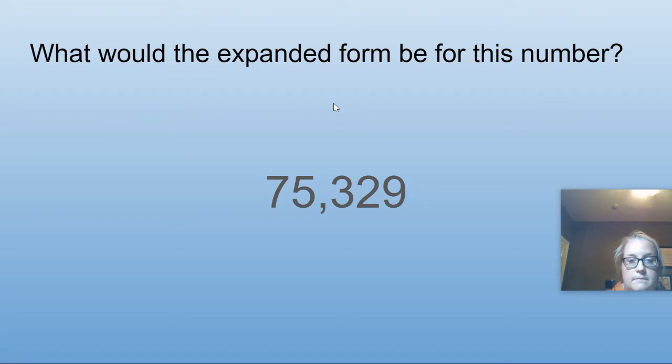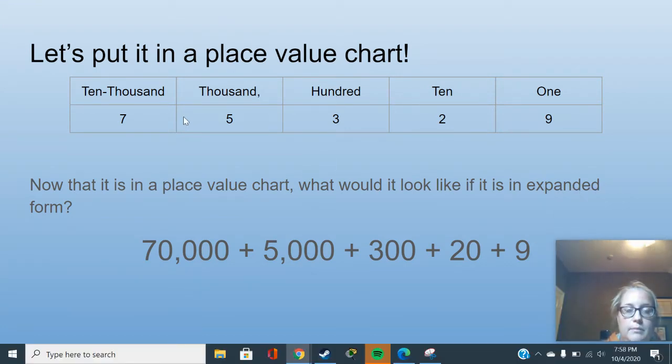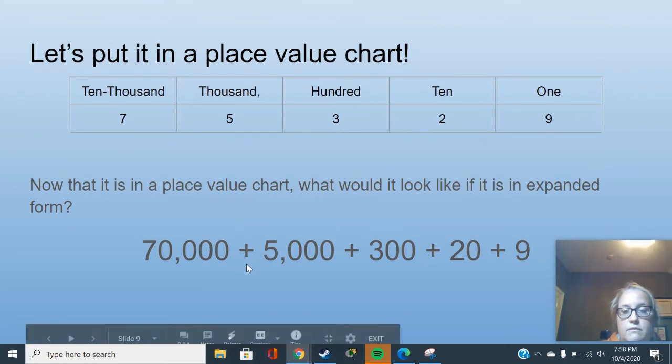Let's see if you're correct. So the first thing I'm going to do is I am going to start putting it in a place value chart. This time my place value chart goes from 1 all the way to 10,000. So 1, 10, 100, comma, 1,000, 10,000. And I just wrote my number in with each place value. So I had 7 10,000s, 5 1,000s, 3 100s, 2 10s, 9 1s. Now that it's in the place value chart, I wanted to see what it would look like as expanded form. So I actually wrote it in expanded form. I asked you to think about what it would be. So is this what you thought of?